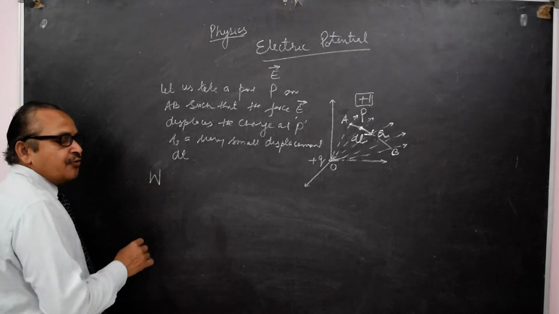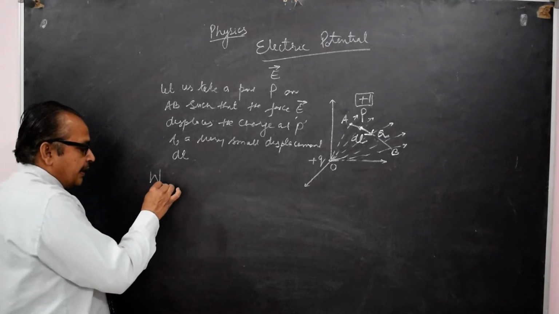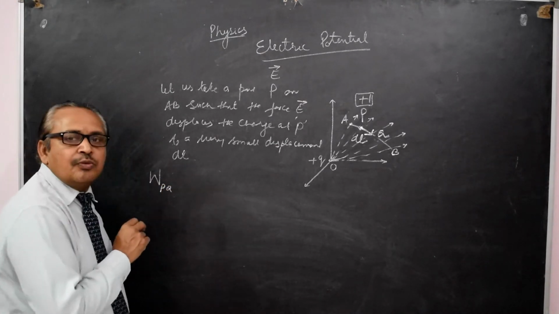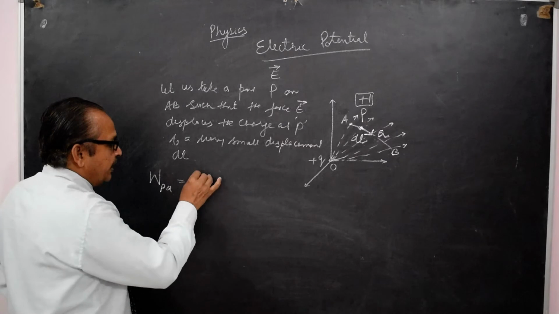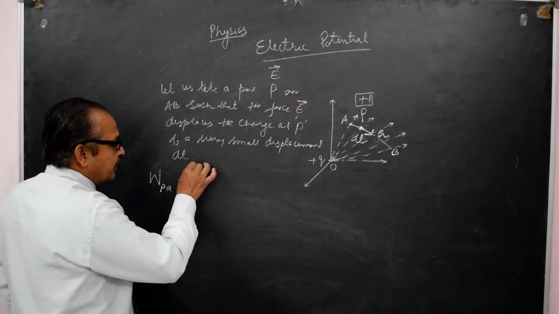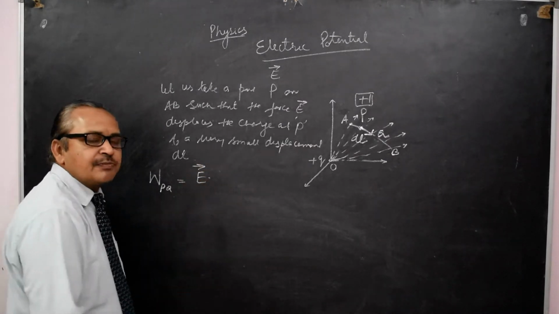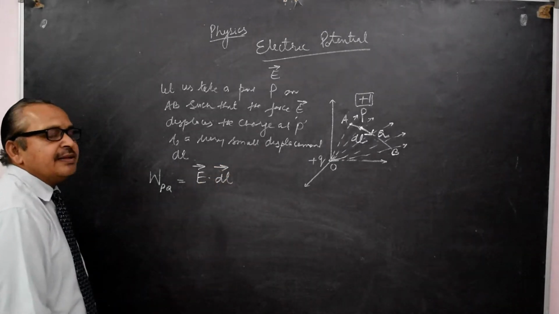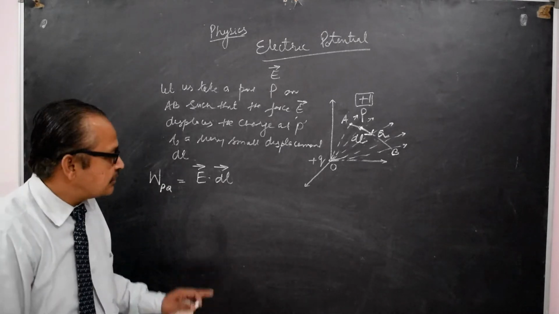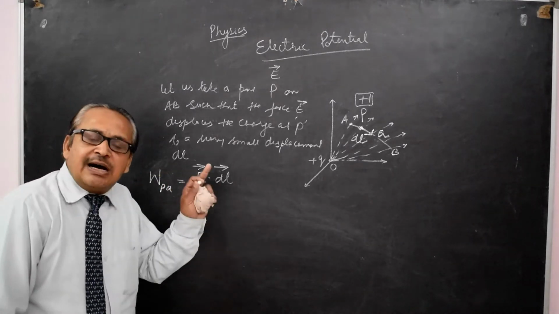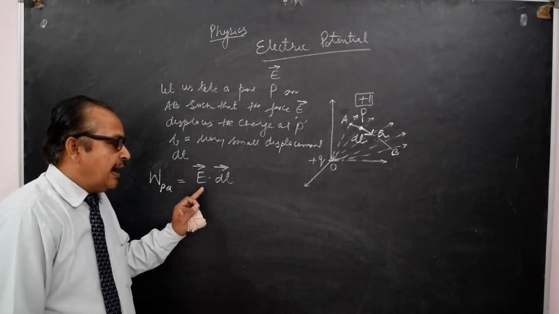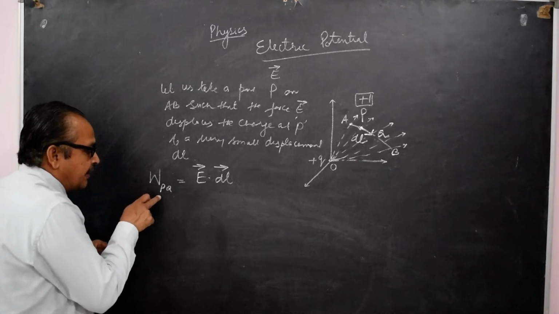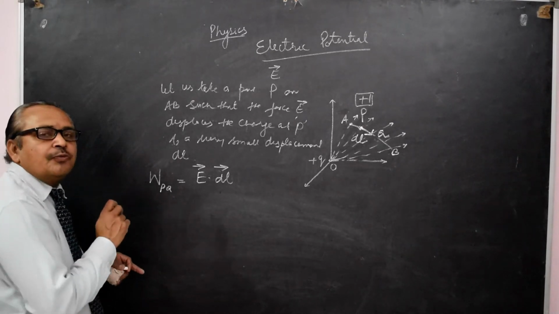So the amount of work done in moving the particle or the charge from P to Q will be given by, you know what is work done, that is the force multiplied by the displacement. Is it clear? Force is the electric field, that is E, and the displacement is dl. We are talking about the work done in moving the particle or the charge from P to Q.